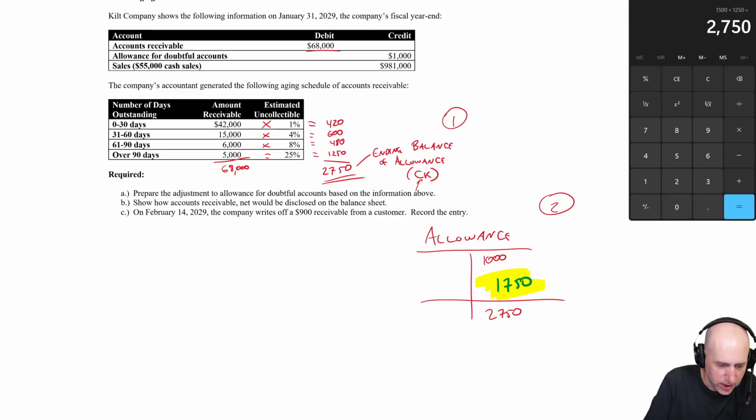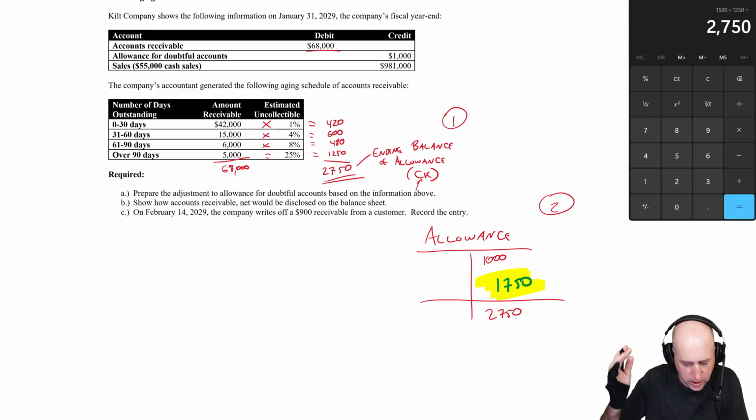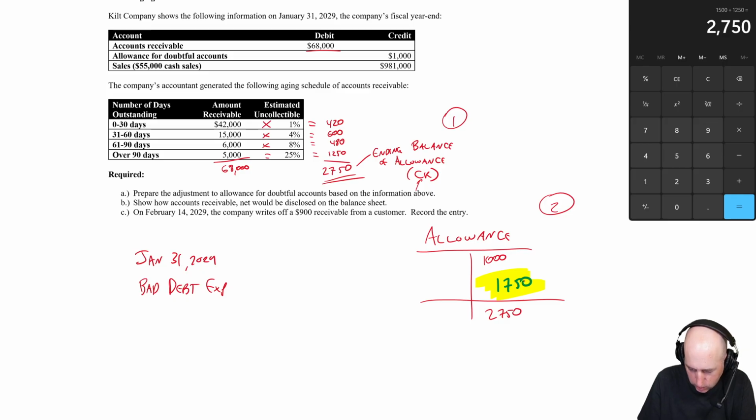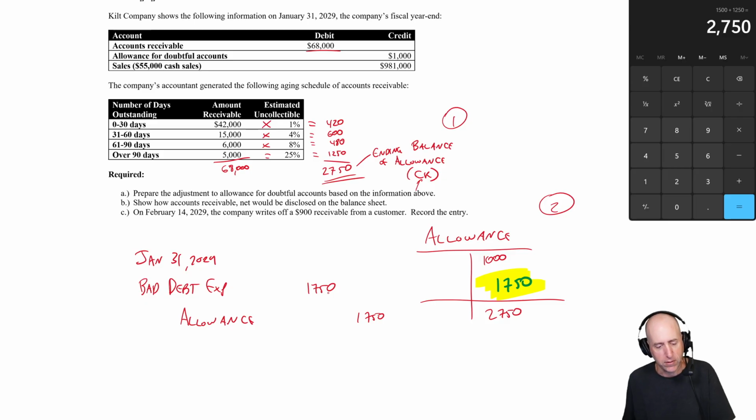The journal entry is the same as it was for the percentage of sales method. We date it January 31st, 2029, debit bad debt expense, and we credit, well, just look at this, we credit the allowance, right? The missing number needs to go into that allowance T account. How do I get it there? Journal entry. I credit allowance $1,750, I debit bad debt expense $1,750.